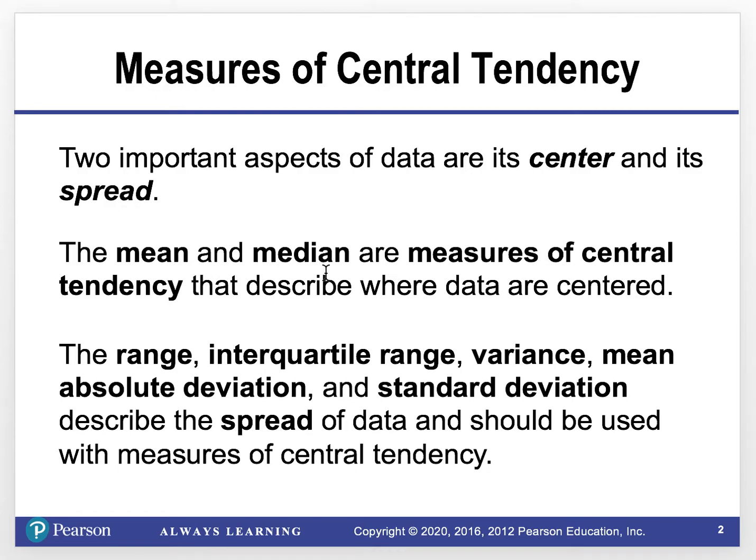The mean and the median are measures of central tendency that describe where the data are centered. The range, the interquartile range, the variance, the mean absolute deviation, and the standard deviation describe the spread of the data and should be used with measures of central tendency. So we're interested in where the data is centered and how spread out the data is.